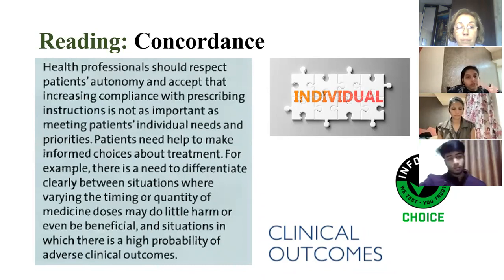Ma'am, we are reading the concordance third part. Health professionals should respect patients' autonomy and accept that increasing compliance with prescribed instruction is not as important as meeting patients' individual needs and priorities. Patients need help to make informed choices about treatment. For example, there is a need to differentiate clearly between situations where varying the timing or quantity of medicine doses may do little harm or even be beneficial, and situations in which there is a high probability of adverse clinical outcomes.